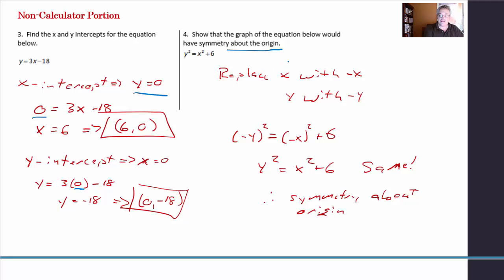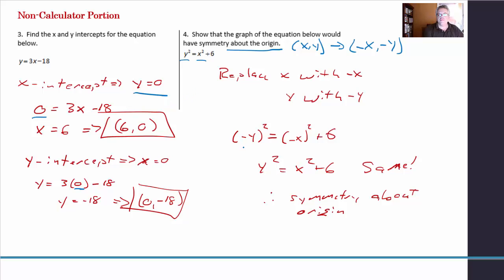Symmetry about the x-axis, the y-axis, and about the origin. To show that this is symmetric about the origin, we really want to show that if any point (x, y) works in the equation, then so does the point (-x, -y), which is actually its rotation about the origin. The way we show that is that we replace x with -x and y with -y in the equation and see if we end up with the same thing.